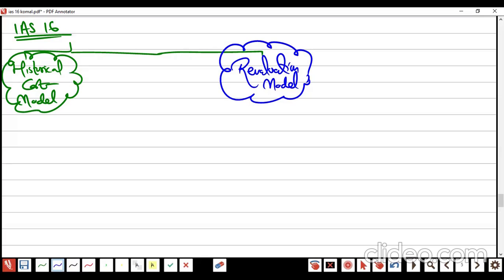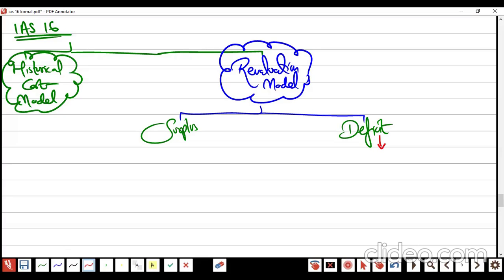Revaluation might have a surplus. Surplus means your valuation is going upward. Or a deficit. Deficit means your valuation is going downwards, right? Green and red. Any problem? Green is good. Red is not good. Am I right? Okay.